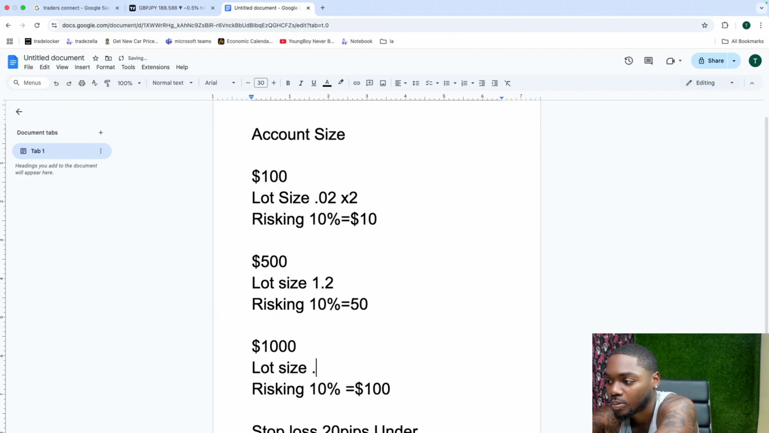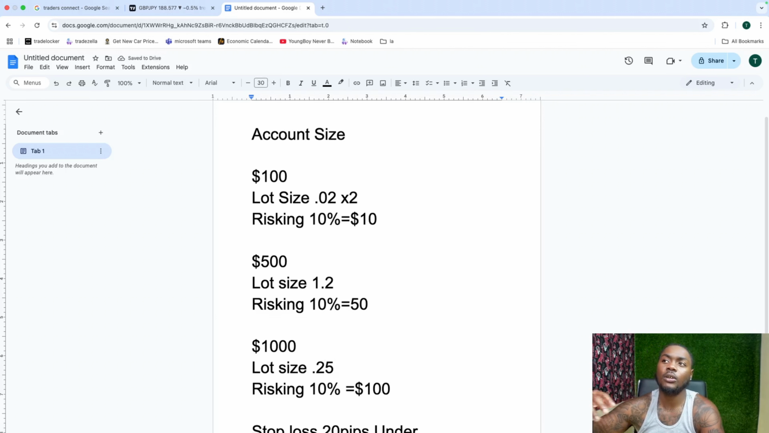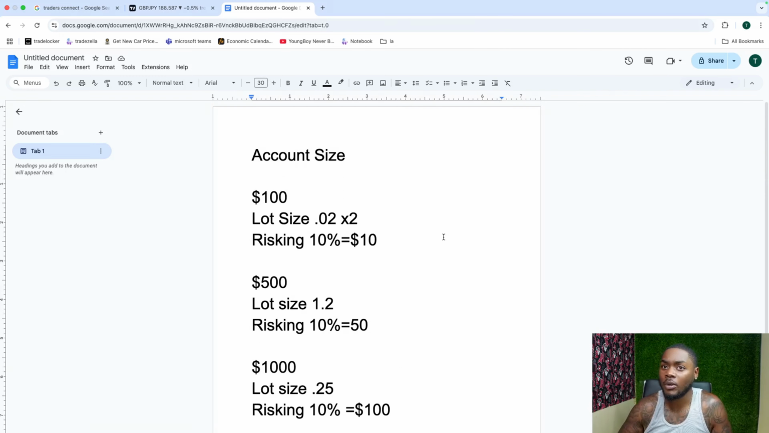would be 0.25, 25 cents. So this is typically how I structure my lot size whenever I'm trading small accounts. Also, what I recommend my entire group chat to do. Because more importantly, we want to manage our risk. We want to manage the money that we actually put in and then try to take money out of the market. And the only way to do that is to manage our risk properly.